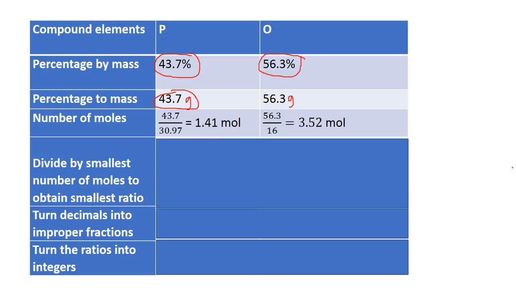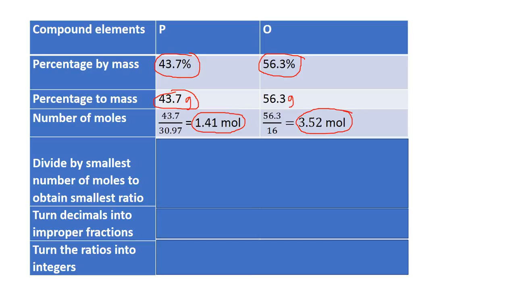We do the same thing for oxygen. The mass of oxygen divided by the molar mass of oxygen gives us 3.52 mole. So from the mass we are given, we know that we have these moles, 1.41 for phosphorus and 3.52 mole for oxygen.